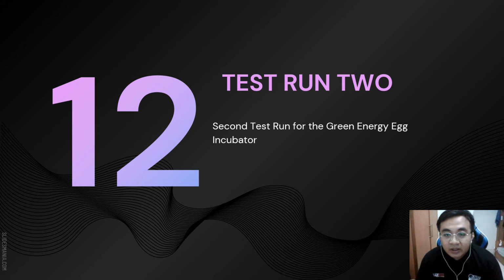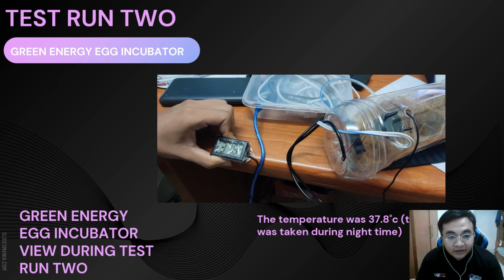I'm going to present to you about chapter 12 of our presentation, which is test run number 2. Okay, let's proceed. For test run number 2, we use a thermometer to check the temperature of the incubator. Note that this was taken during the night and the temperature is 37.8 Celsius. It's a good achievement for us, where the range for the egg to incubate is around 28 to 37 degrees Celsius. Okay, let's proceed to the next slide.